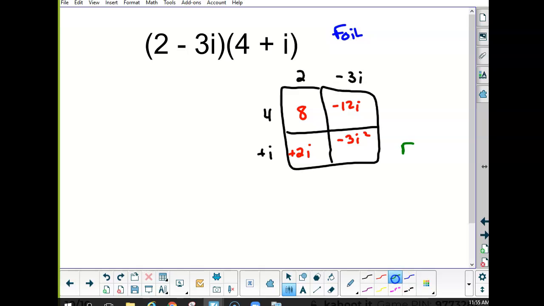But remember our fun fact? i squared is equal to -1. So I need to replace this piece right here. So if I have -3i squared, i squared is going to be replaced with -1. -3 times -1 tells me that this indeed is the same as positive 3. So we're still not done.